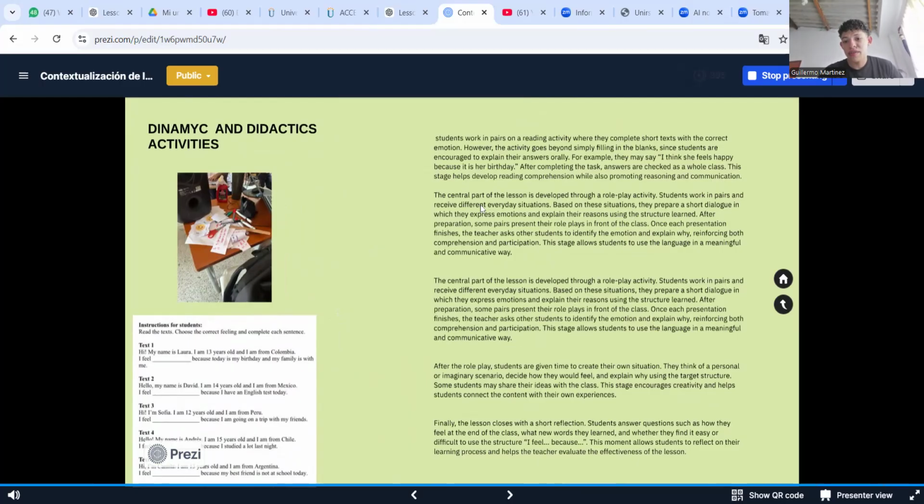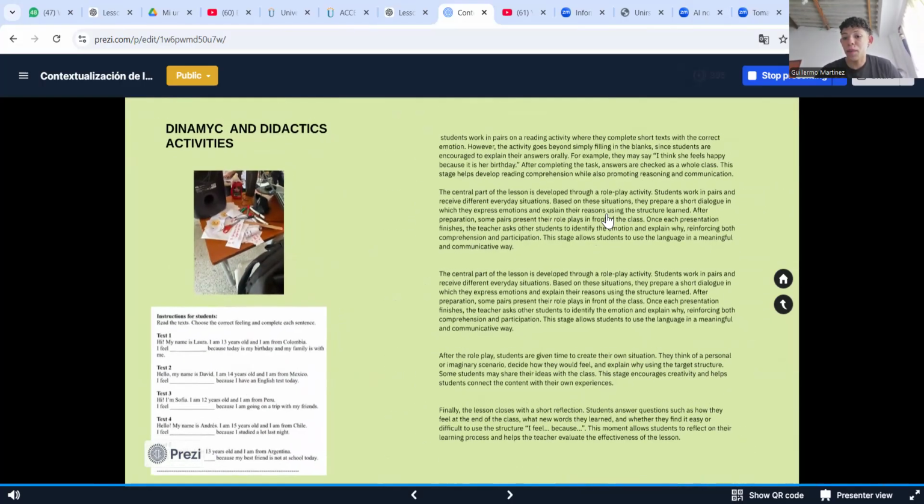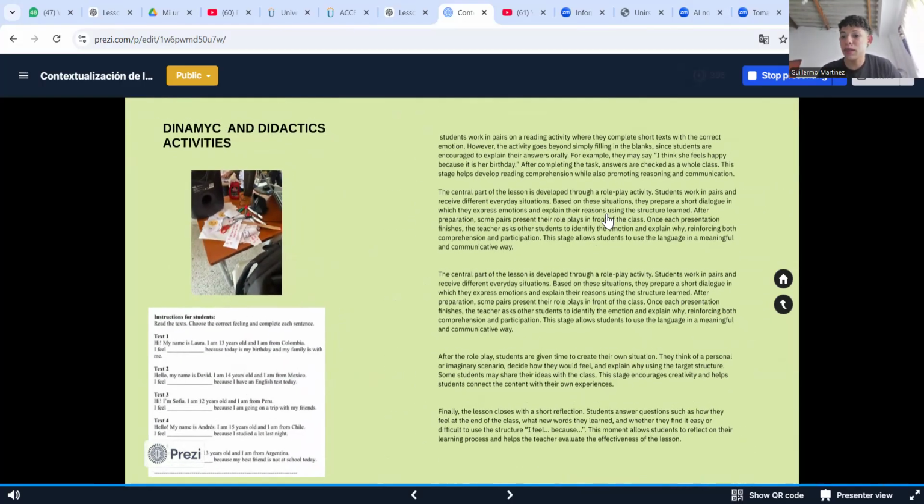The central part of the lesson is developed through a role play activity. Students work in pairs and receive different everyday situations. Based on these situations, they prepare a short dialogue in which they express emotions and explain the reason using the structure learned.